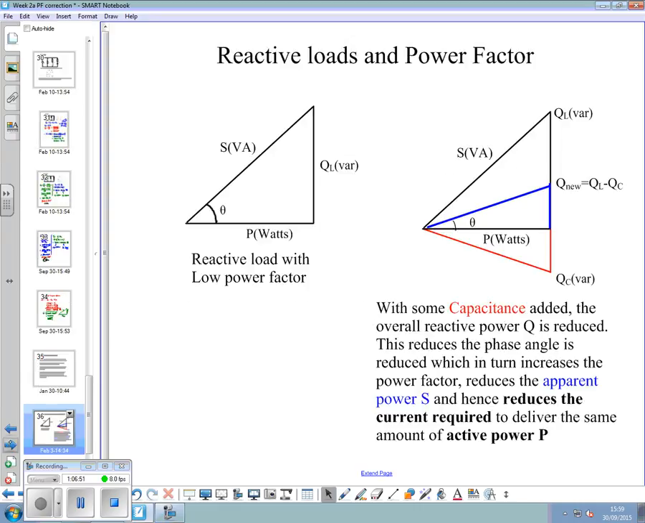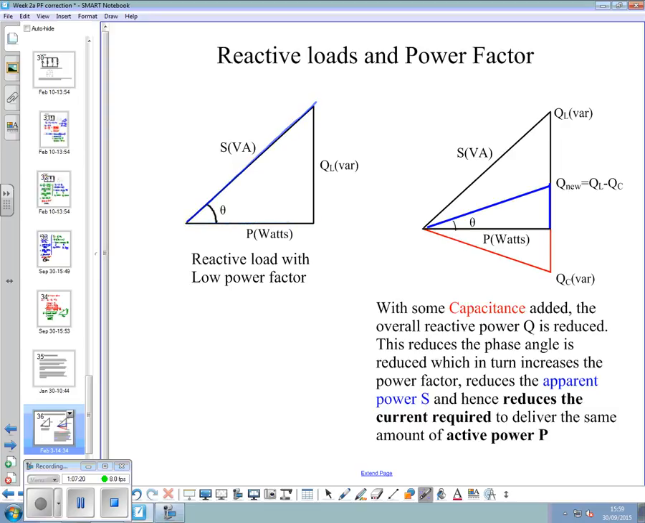So, reactive loads and power factor. The left triangle shows a reactive load with a low power factor, a big angle. The bigger the angle, the lower the cosine of the angle is going to be. So what we have here is quite a steep angle, and the S line is quite long.